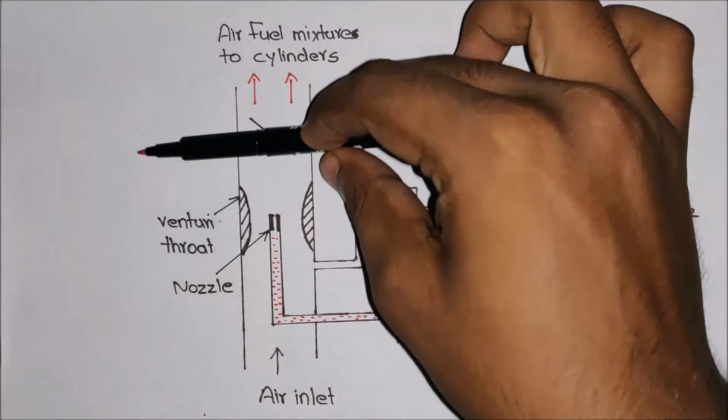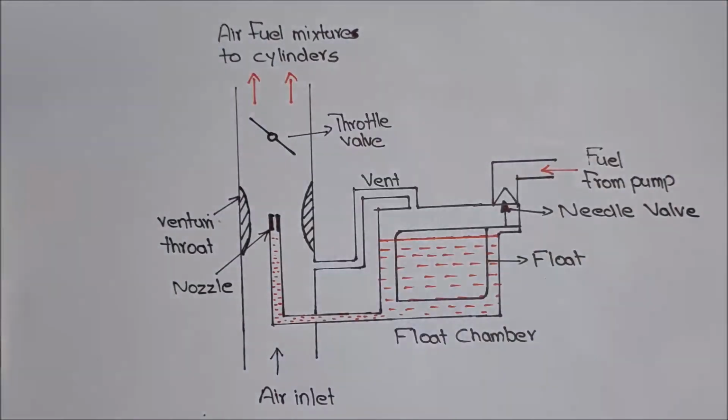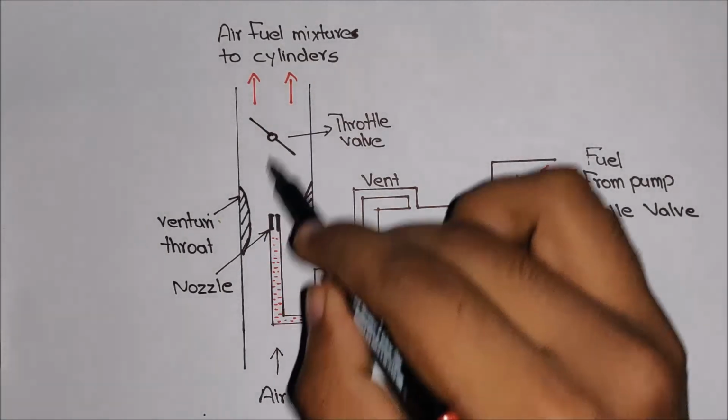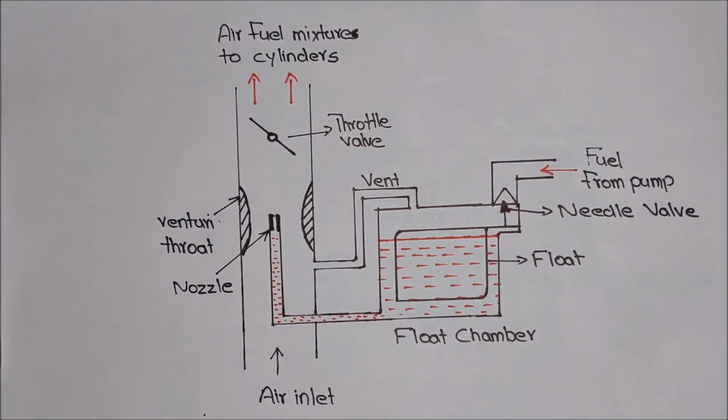As the throttle is opened, more air flows through the choke tube and the power of the engine increases. So this is the basic working principle of a carburetor system.